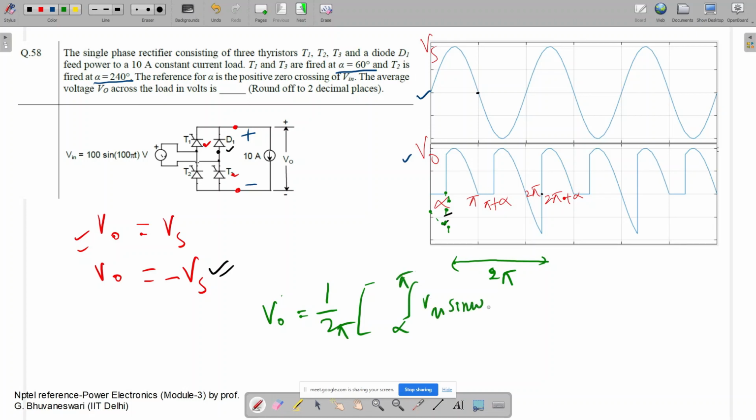Sir, please, can you repeat that again? Which part? The waveform part. Okay.